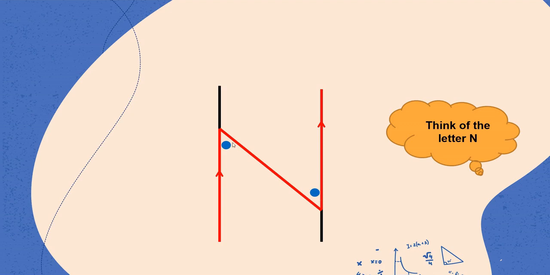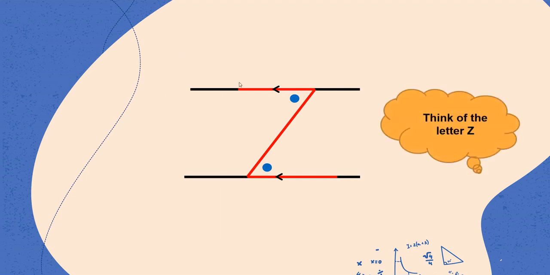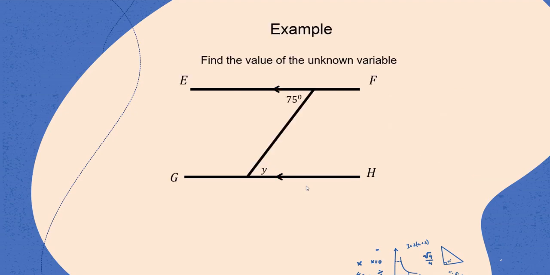I just think of the letter N and it will just tell me immediately these two angles will be equal to each other. But remember that this letter N can lie on its side, it can be rotated, it can be flipped, as long as you can identify it with parallel lines. So another way to think of it, with alternate angles, is thinking of a letter Z. This angle will always be equal to that angle. So time for an example.